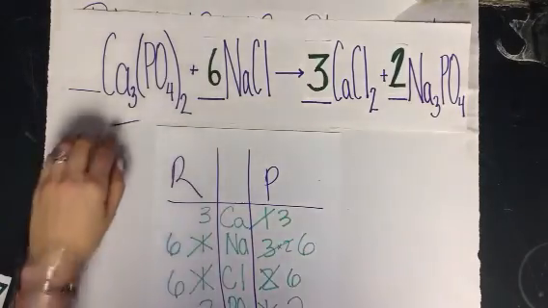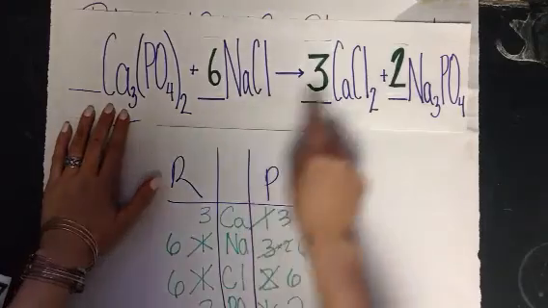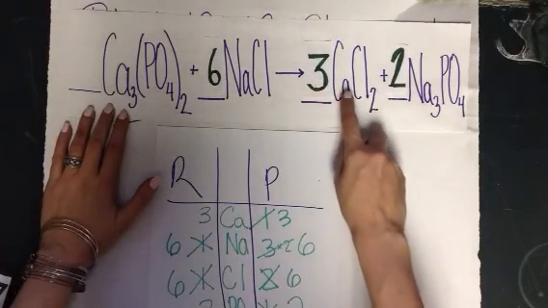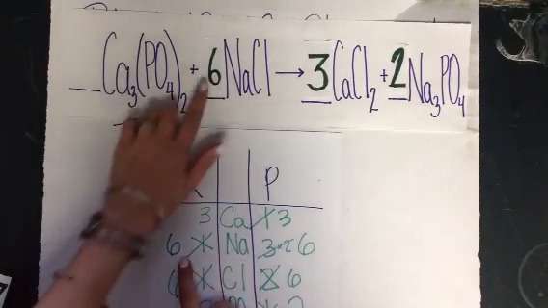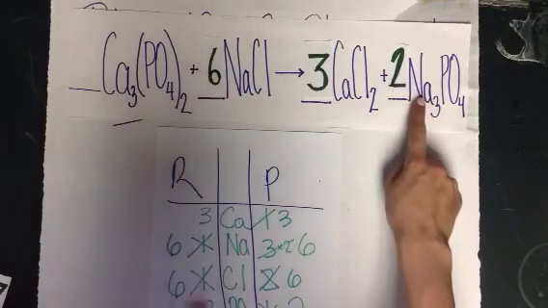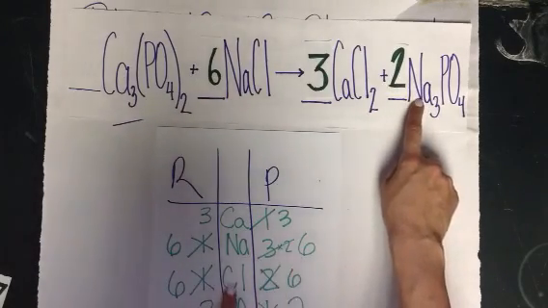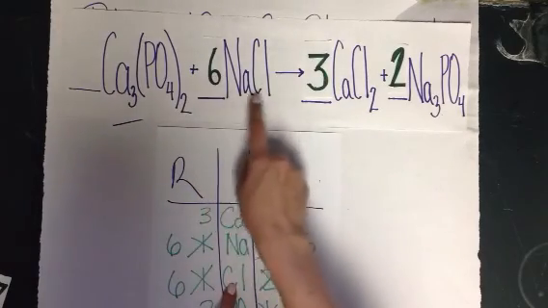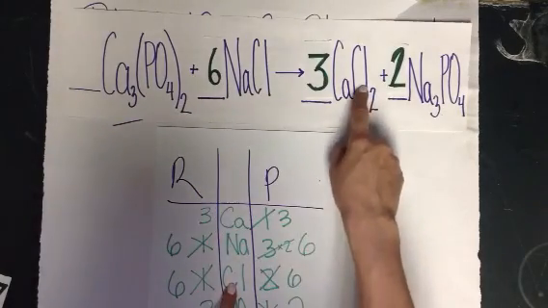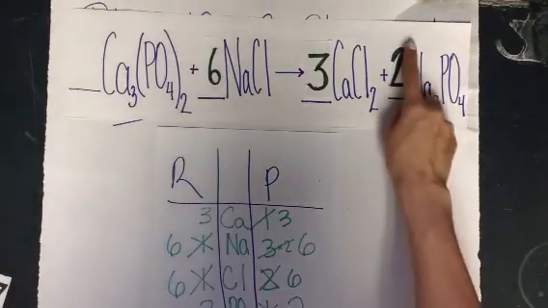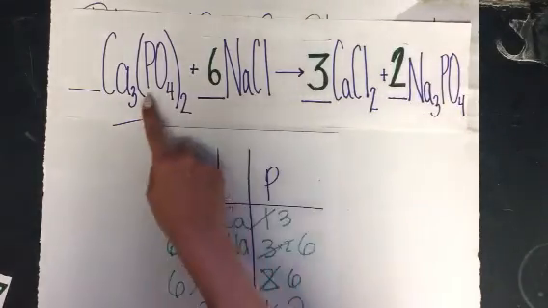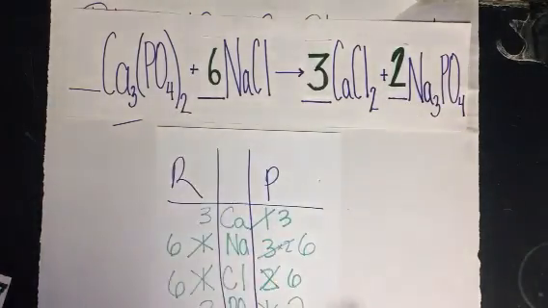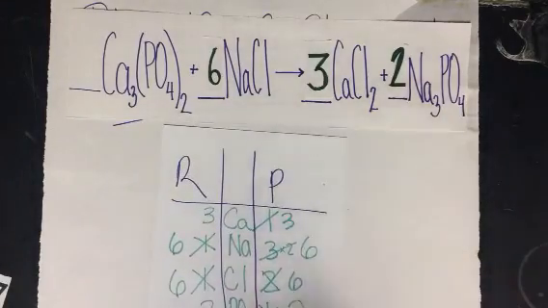Let's check. 3 calciums, 3 calciums. Good. 6 sodiums, 6 sodiums. 2 times 3 gives me 6 sodiums. Chlorine: 6 chlorines, and 3 times 2 gives me 6 chlorines. Good. Phosphates: 2 phosphates and 2 phosphates. So far, great. Or actually, I'm done. Perfect. That was great.